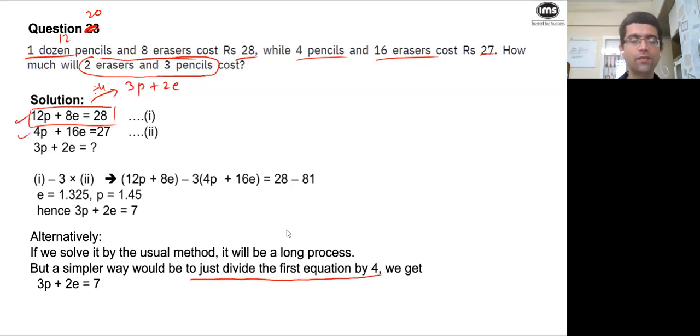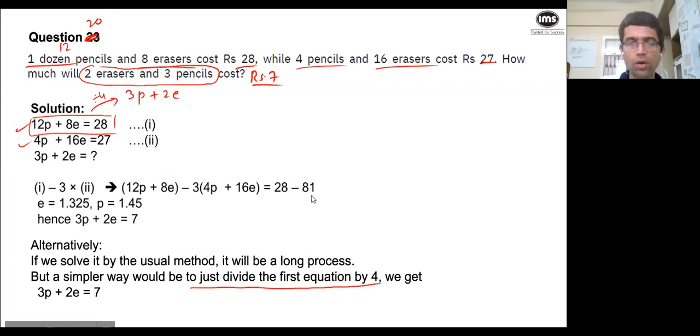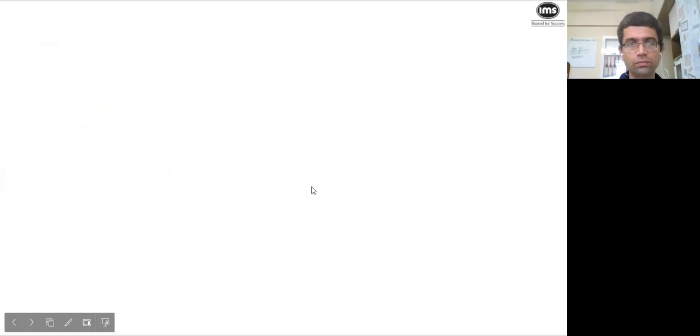So those who did the same way of dividing by 4, you have learned from what you saw in the previous question. Yes, so the answer is rupees 7. Bingo! Let's go to the next one.